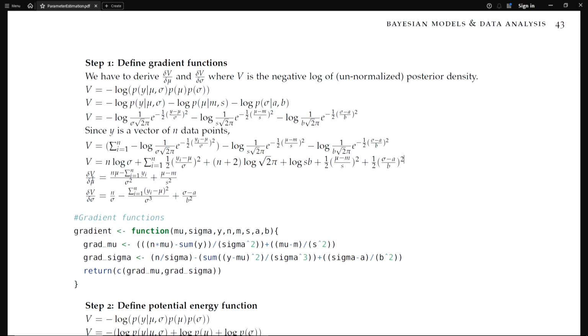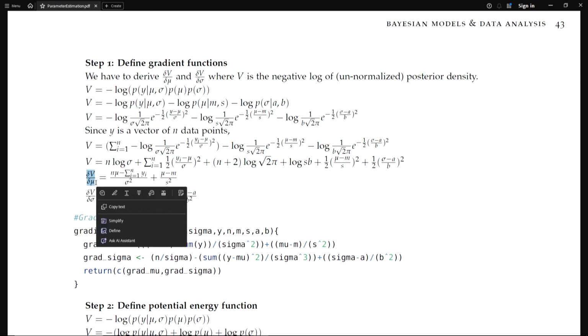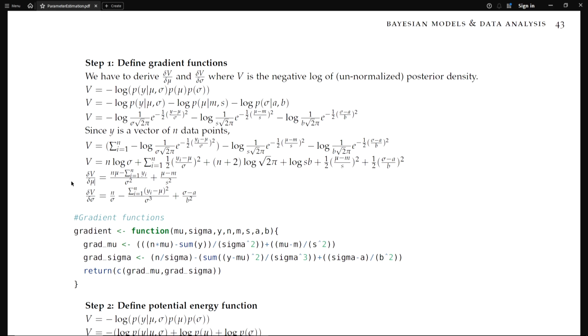Then I differentiate this potential energy function with respect to position. What does position mean here? It is your parameter space, your parameter value. The position of the particle in your parameter space means the parameter value. We have two parameters here, mu and sigma, so I differentiate this potential energy with respect to mu and with respect to sigma. This is exactly what will give me the change in momentum with respect to time.